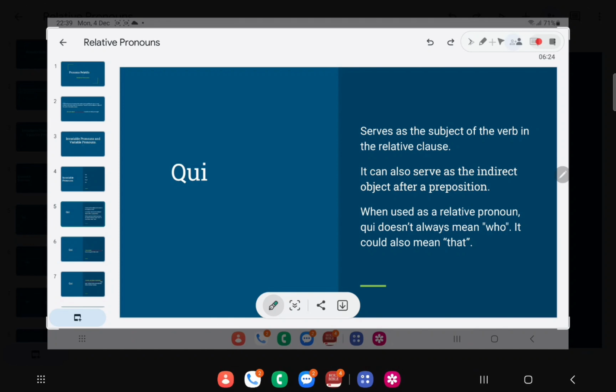Qui serves as the subject of the verb in the relative clause. By serving as the subject, it means that it is the one executing the verb in the relative clause. It can also serve as the indirect object after a preposition. That is to say that it is the object receiving the action. Finally, when used as a relative pronoun, qui doesn't always mean who. It could also mean that.